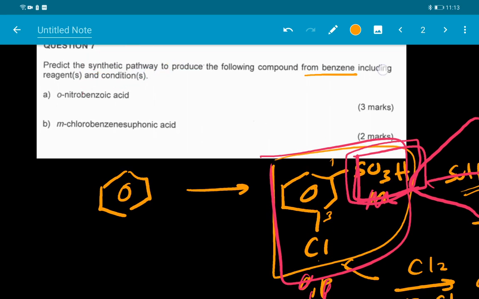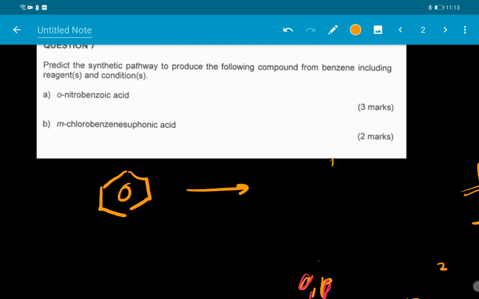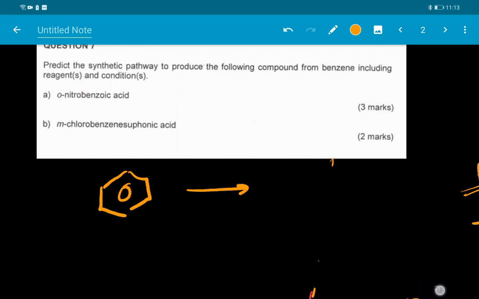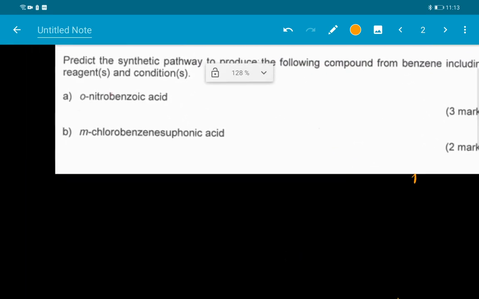Okay, let's go back to the first question just now. Just now we already answered question B. Now let's take a look at question A. Now let's do this. Ortho-nitrobenzoic acid. First, draw the overall reaction.